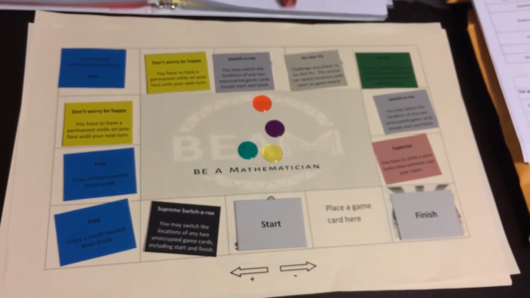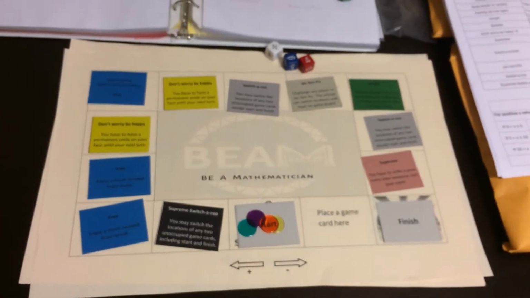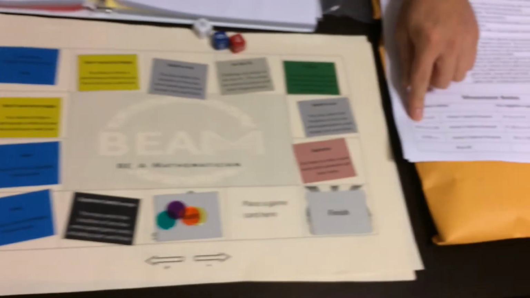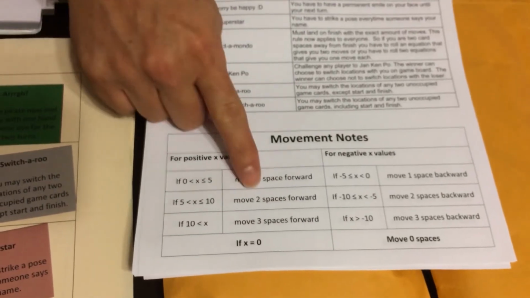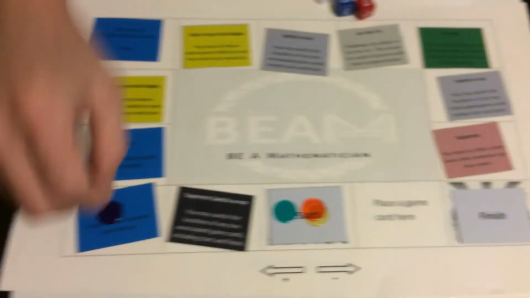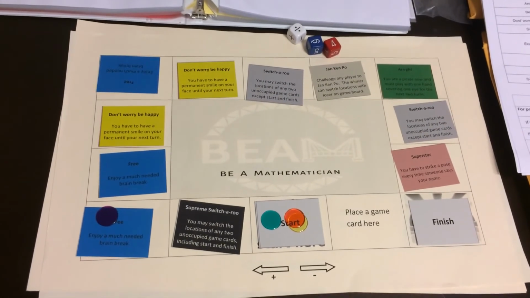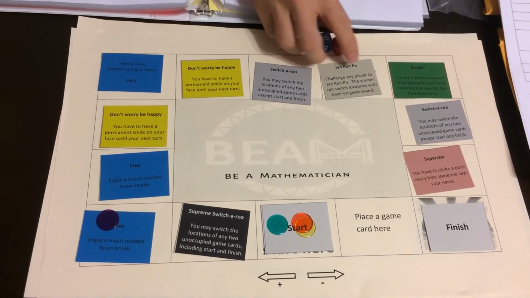So they'll roll a dice, solve the equation, and then whatever their X value is, say they got X and it was maybe 6. Then if X was 6, you see that 6 is between 5 and 10, and so they get to move 2 spaces. So they'll move 1, 2. And in this case, if they land on this square, they got a free space, so they get a much needed brain break, which means there's nothing that they have to do.